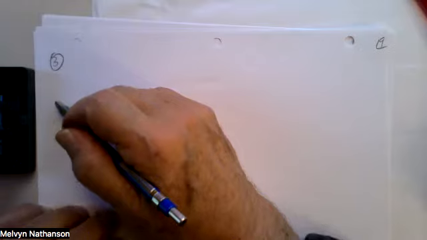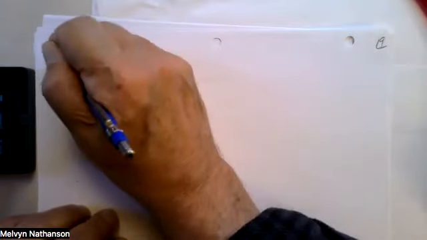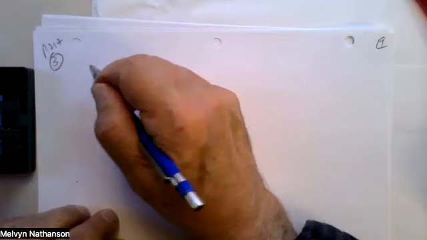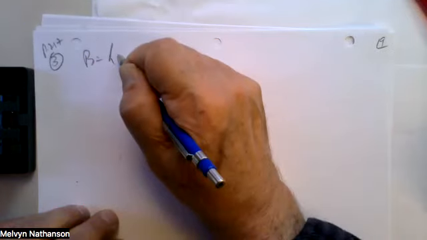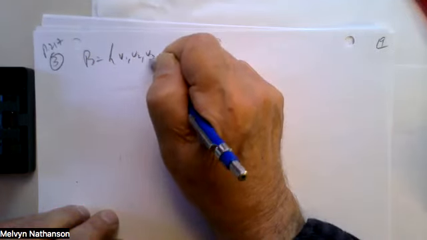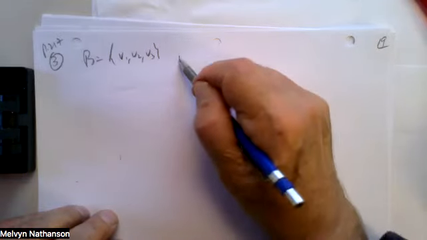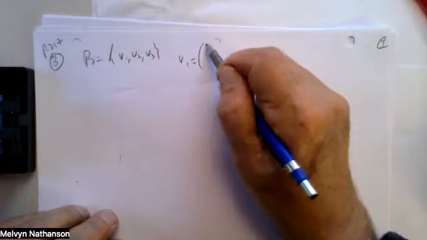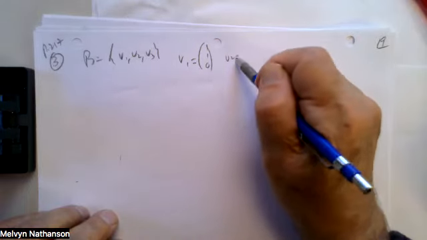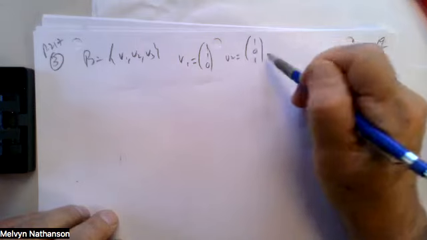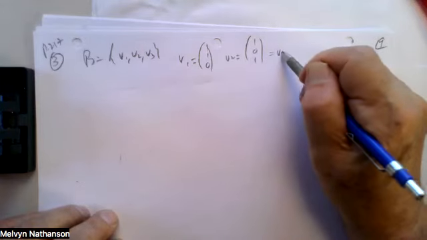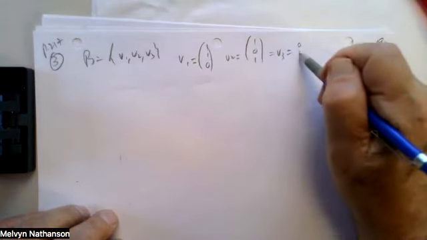Let's look at problem number 3 on page 217. We have a set B consisting of 3 vectors, which we're told are linearly independent. V1 is 1, 1, 0. V2 is 1, 0, 1. And V3 is 0, 1, 1.